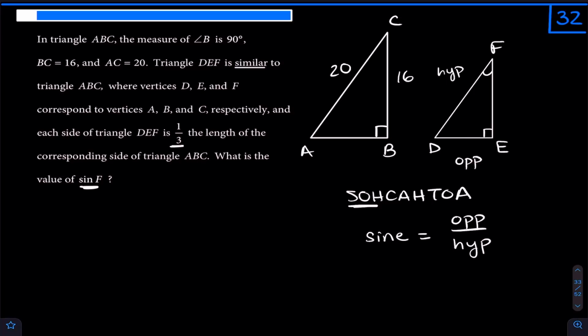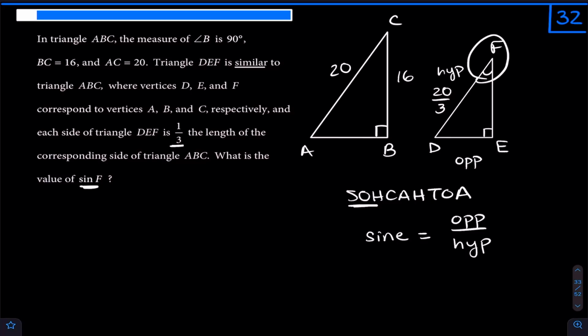Well, first off, it's pretty easy to find the hypotenuse of this side since we know that each side of triangle DEF is 1/3 the length of the corresponding side of triangle ABC. So that means the hypotenuse isn't 20, it's 20 divided by 3. And if you're not sure where I got that from, just multiply 20 by 1/3, and that's equal to 20 divided by 3. So if we're on the same page there, then the only thing left to do is find the opposite side of angle F. And so for that, we need the length of side AB. We don't have that yet.